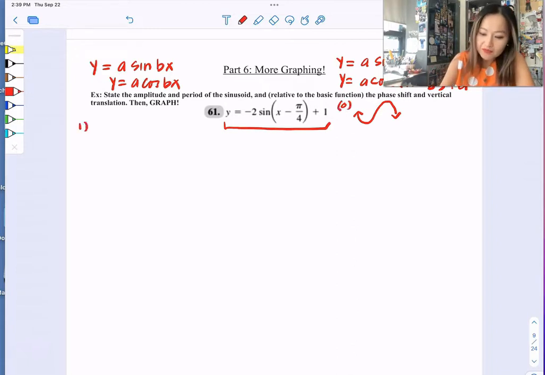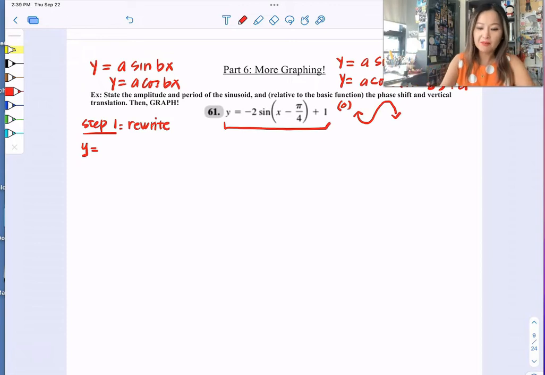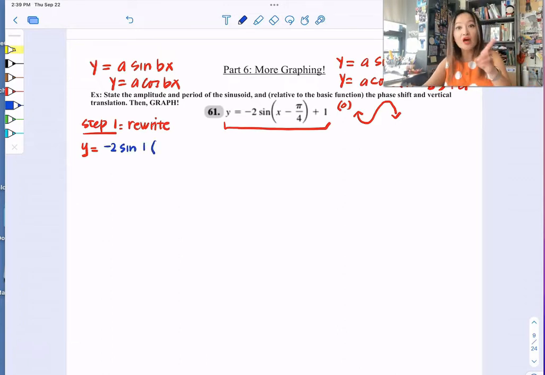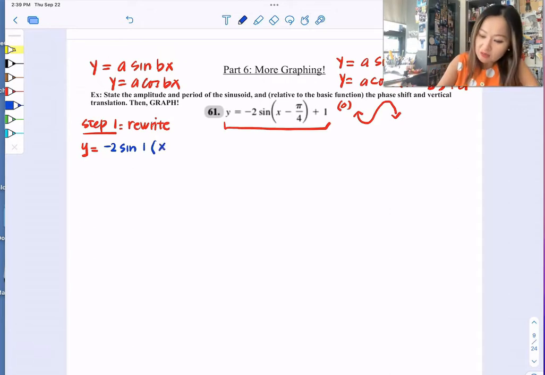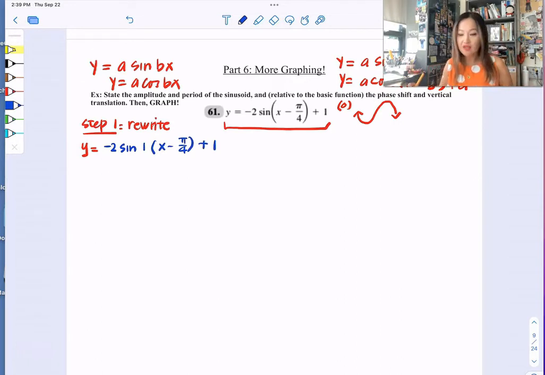Let's do step 1. Rewrite the equation. Again, it looks like it's a lot of work, but it's actually not. Y equals, rewrite. If it's already in the best format possible, that's great, but I'm going to rewrite this. So I'm going to rewrite it as y equals -2 sine. I'm going to pull out my b. My b is the value that's in front of the x. And then I get x minus pi over 4, plus 1. That's my first step. Woo! First step down.